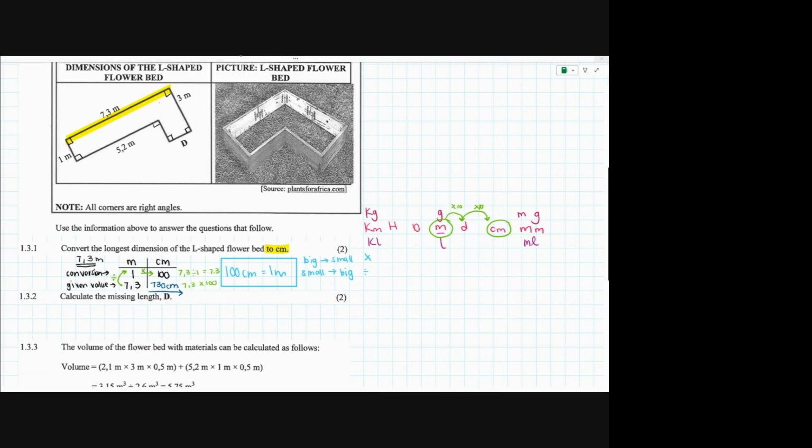If, let's say, for example, I wanted to go from, I don't know, liters to kiloliters, I'm now going from small to big. So I divide, and every jump would be a division by 10. So divide by 10, divide by 10, divide by 10, which basically means that I need to divide by 1,000 to go from liters to kiloliters.